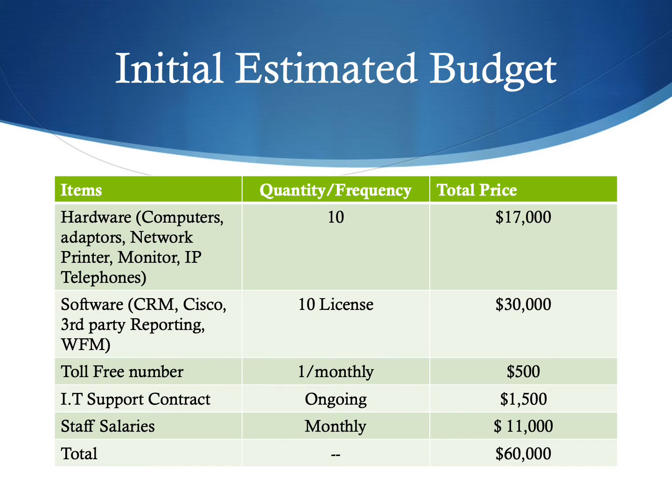Staff salaries. Let's assume we have up to 10 staff members, and their hourly rate is anywhere from $8 an hour to $11 an hour. With the frontline agents plus 1 or 2 team leaders, this would be $11,000. So our total initial estimated budget would be $60,000 to start a call center project.